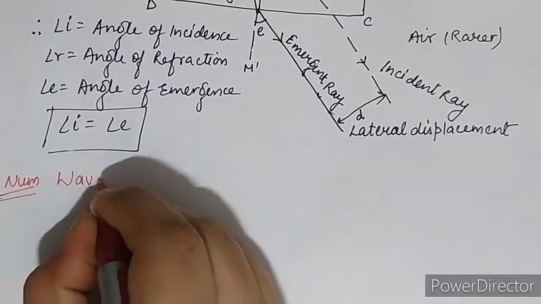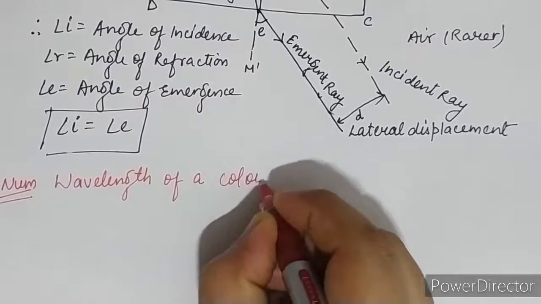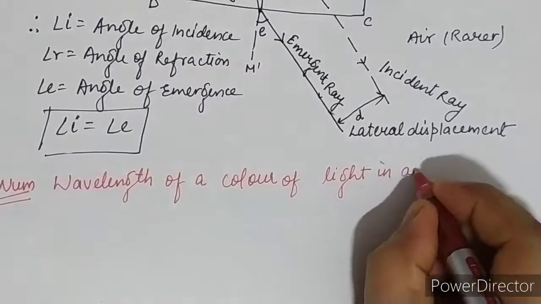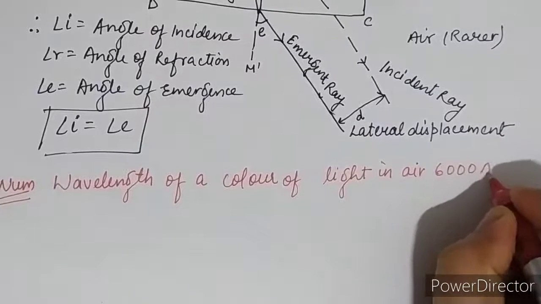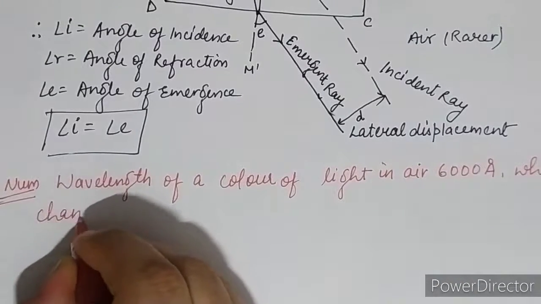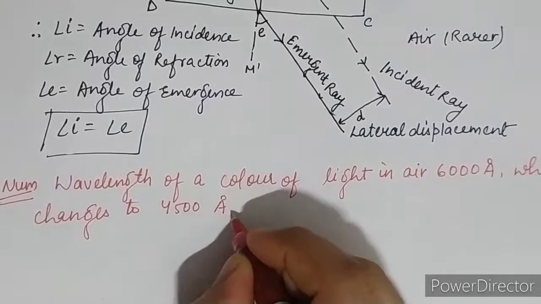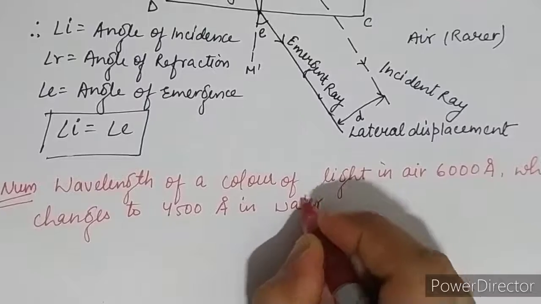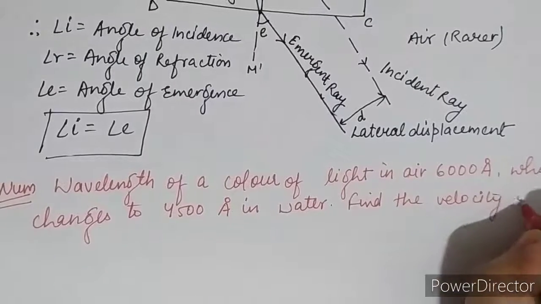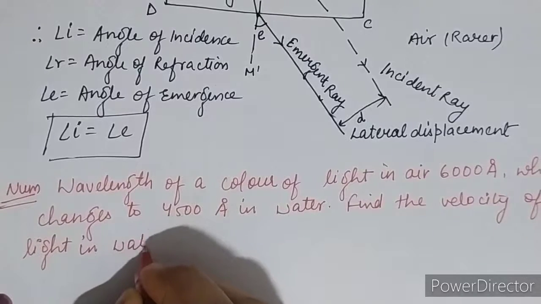The wavelength of a color of light in air is 6000 angstrom, which changes to 4500 angstrom in water. Find the velocity of light in water.